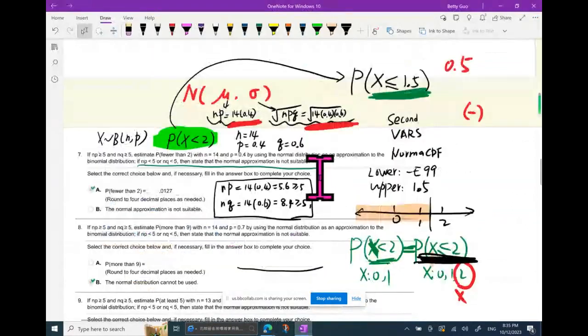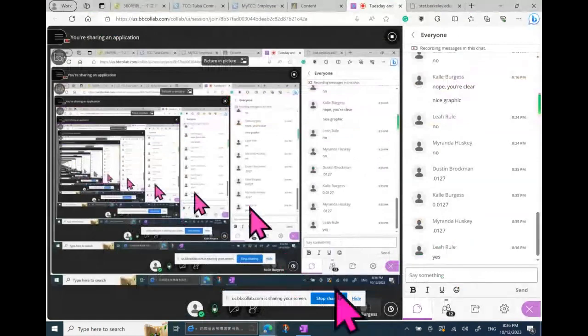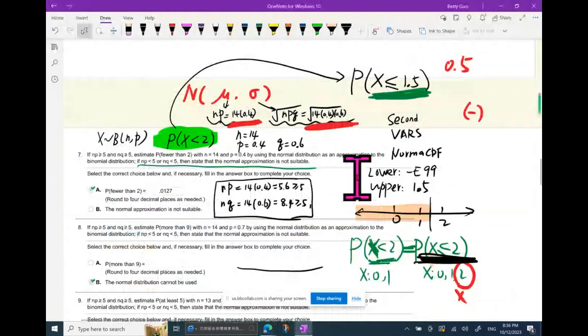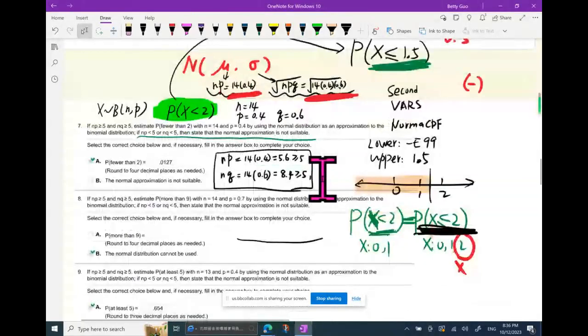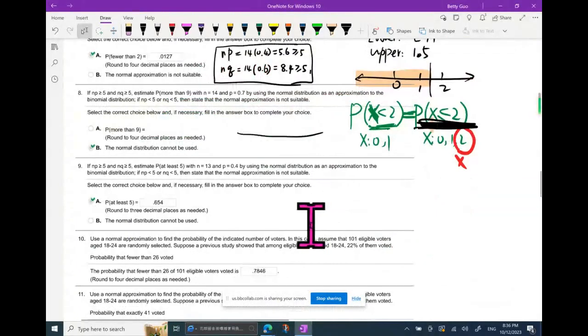I want to make sure that you understand me when I say we cannot enter 2 as the upper bound. Instead, we have to adjust that to 1.5. Is that clear? Okay, perfect. All right, so let's find some other similar problems to practice.